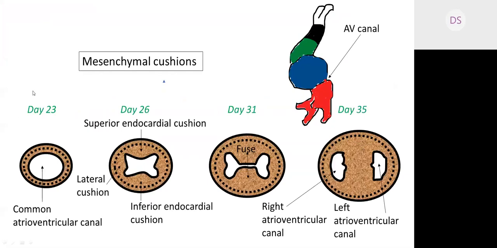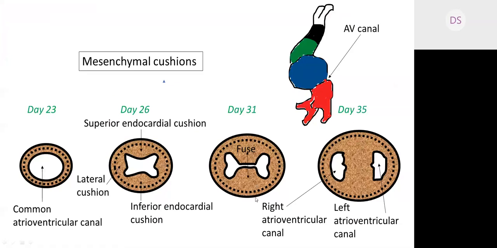As you know, by the third week of gestation, you have these mesenchymal cushions, which are there in the atrioventricular canal area. So this is the primitive ventricle, and this is the primitive atrium. And in between, you see this sulcus sort of a thing. And this is the area where you have the atrioventricular canal. In the atrioventricular canal, you have these mesenchymal cushions which are developing. They are proliferations, and they develop cushions superiorly and inferiorly, or you can also call them anteriorly and posteriorly. And you also have simultaneous lateral cushions developing.